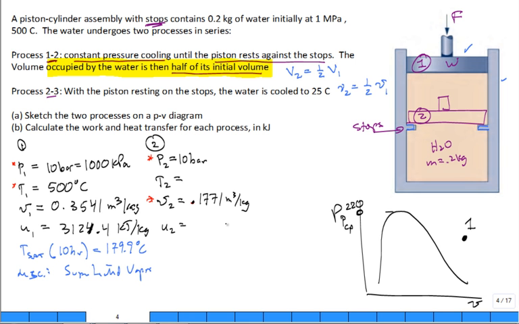Now, armed with that information, can I determine the temperature at 2 and the internal energy at state 2? Can I find the description of the state? Where is state 2? Is it superheated vapor? Is it saturated vapor? Two-phase liquid vapor? Saturated liquid? Subcooled liquid? Where is state 2?